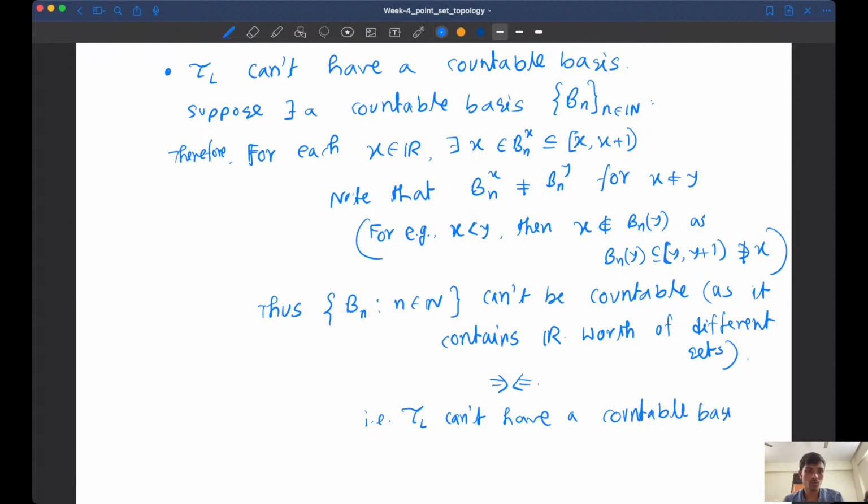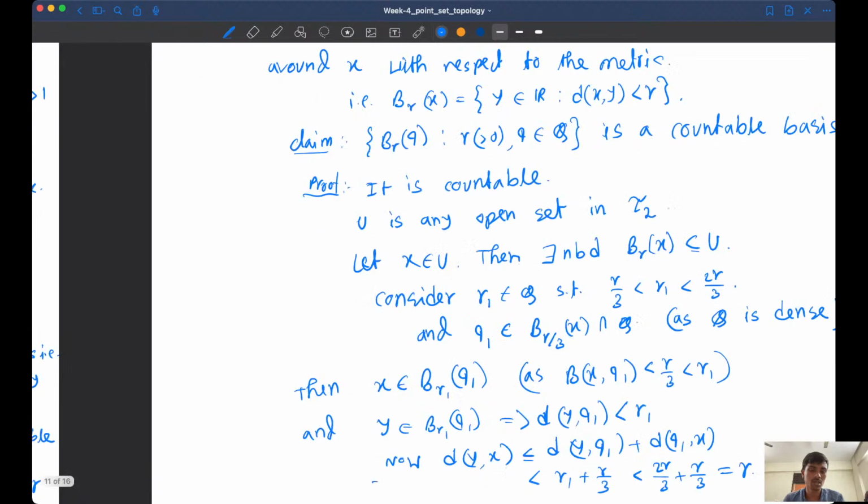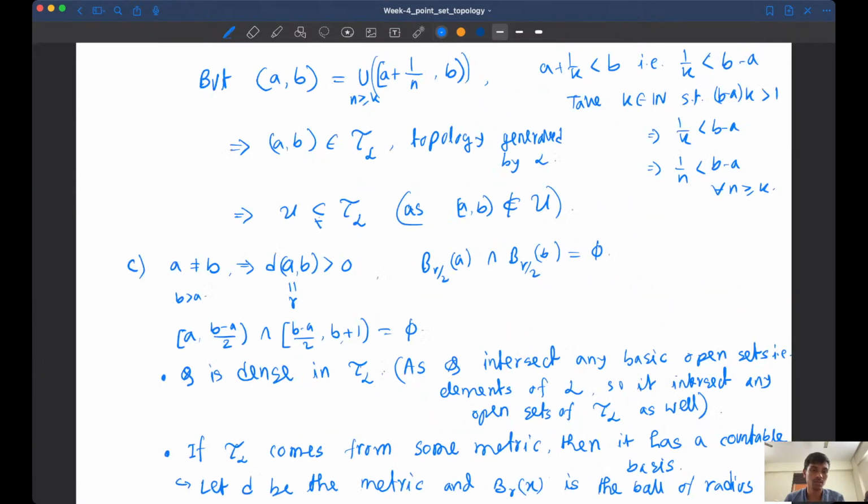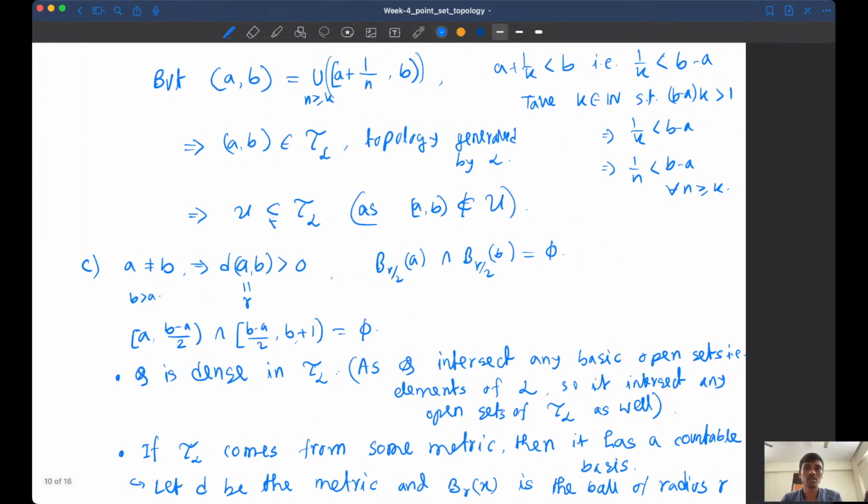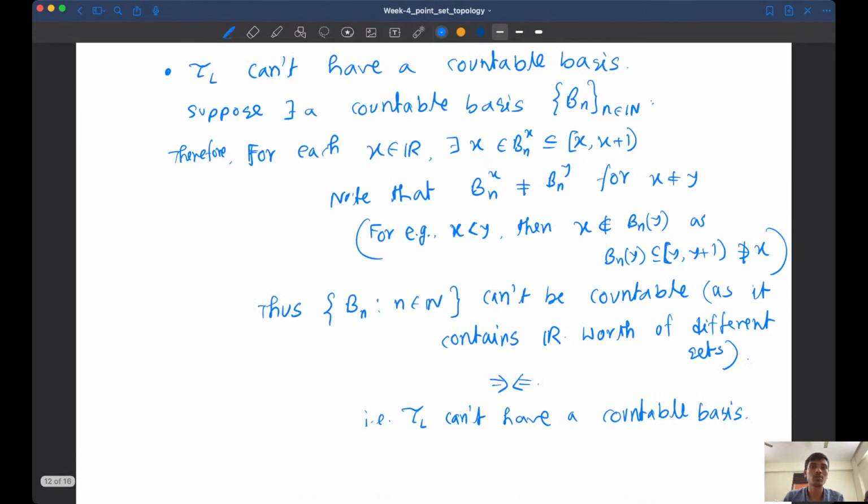So from 2 and 3 we conclude that this cannot come from a metric, because if it comes from a metric it is countable, but from the topology itself we show that this cannot have a countable basis. So hence the last 2 points.